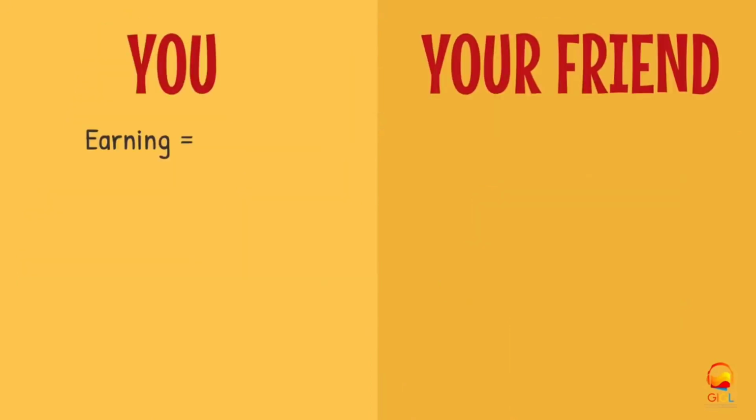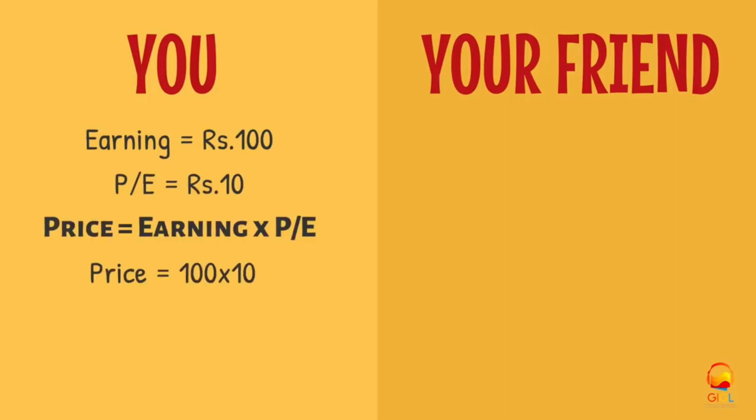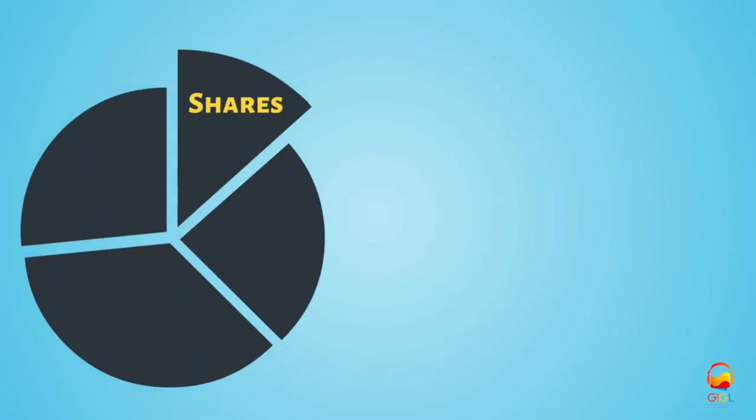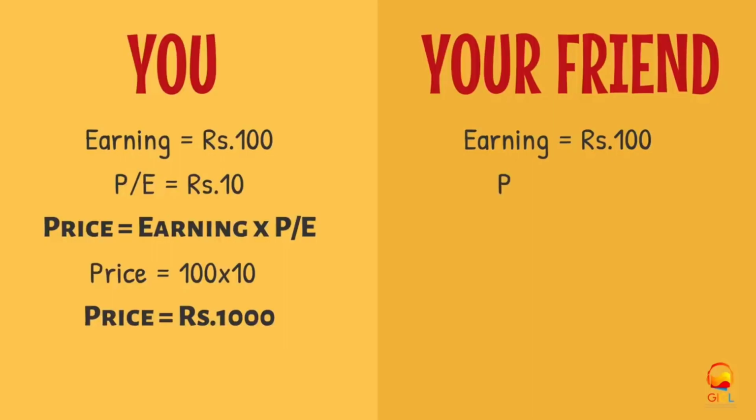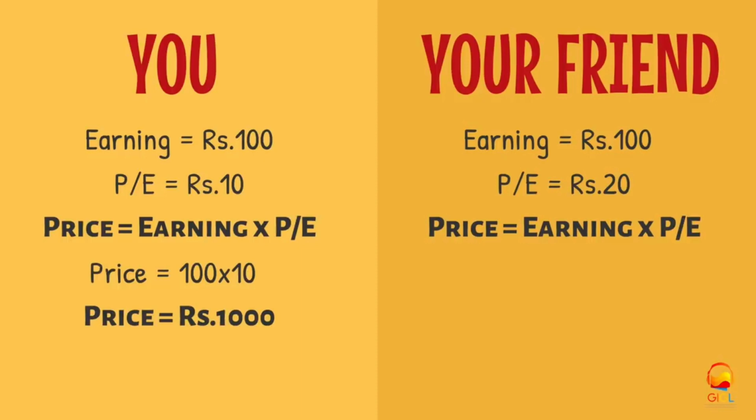bought the shares of the company when its earning was 100 rupees. But you bought the shares when its PE was 10. That is, the price of your one share was 100 into 10 is equal to 1,000 rupees. But unfortunately your friend had bought the shares of the company when the rest of the people got excited about the company, due to which its PE became 20. That is, he had bought the same shares with the same company fundamentals, 100 into 20 for 2,000 rupees.